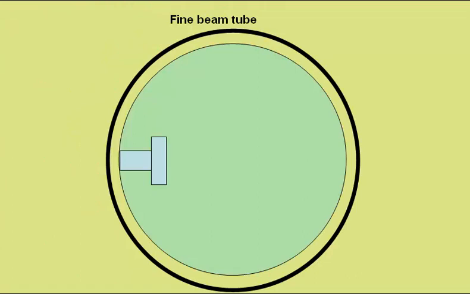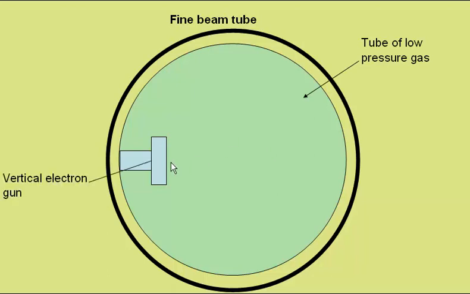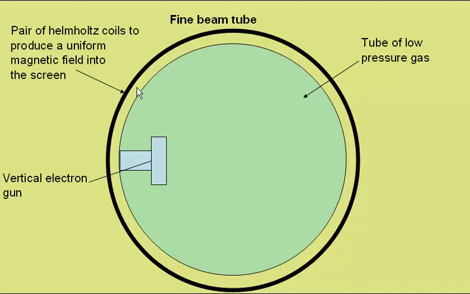Here we have what is called a fine beam tube. This allows us to find the charge to mass ratio of the electron. It consists of a tube of low pressure gas, a vertical electron gun, meaning it can fire electrons up or down from here, and a pair of Helmholtz coils. These are coils which produce a uniform magnetic field, which I'll say is going to go into the screen. The electrons then will follow a circular path, something like this.